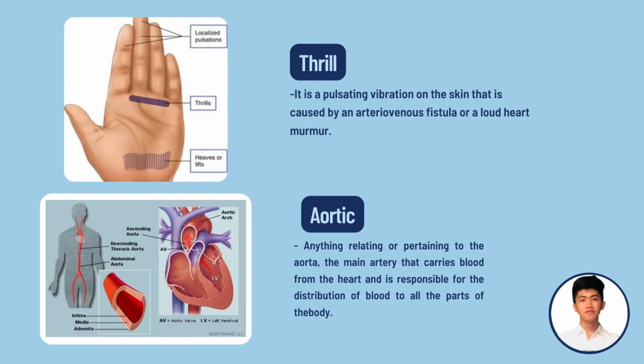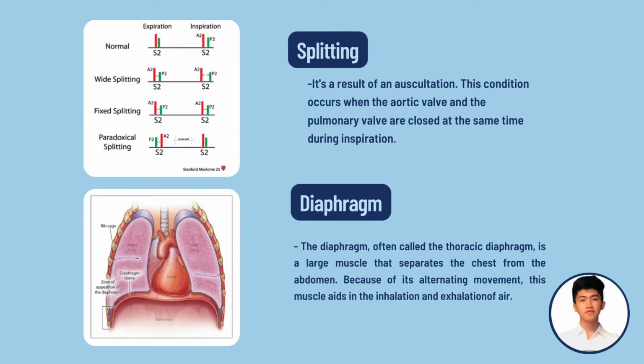Aortic. Anything relating or pertaining to the aorta, the main artery that carries blood from the heart and is responsible for the distribution of blood to all the parts of the body. Splitting. It's a result of an auscultation. This condition occurs when the aortic valve and the pulmonary valve are closed at the same time during inspiration.